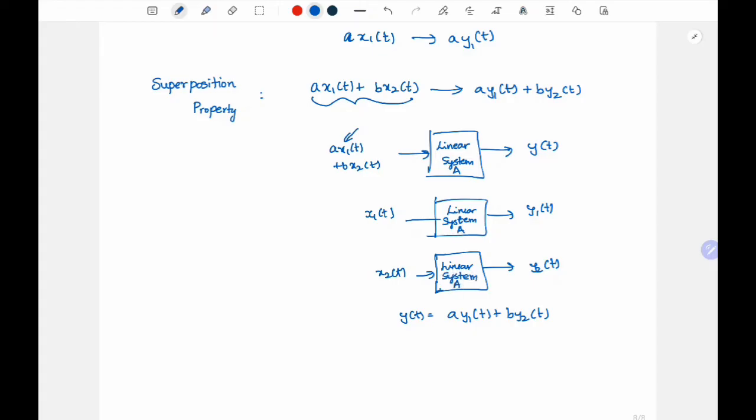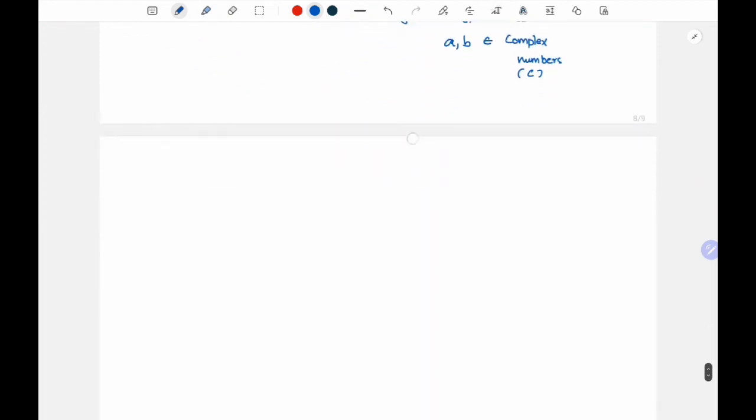System. Otherwise it will not work, right? Obviously. And the other thing is, this A and B can also be complex numbers. So let us see some examples.